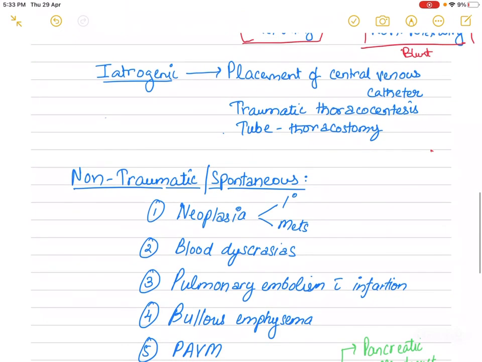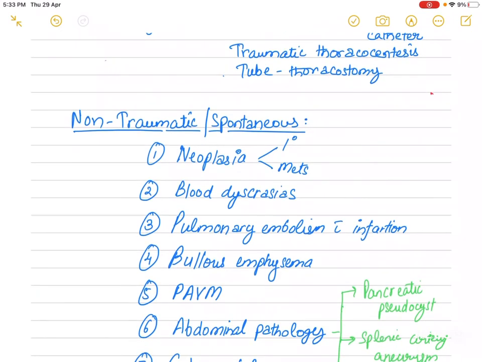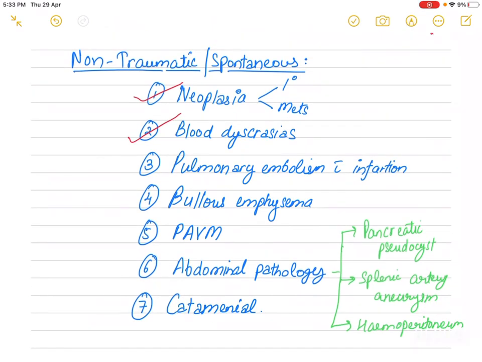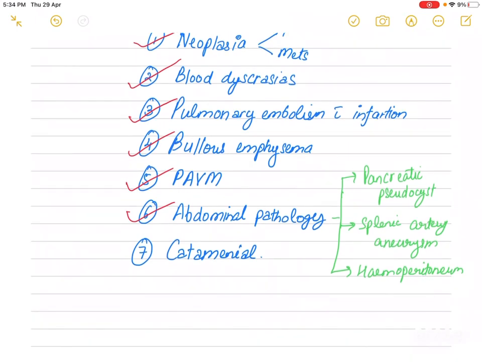Non-traumatic or spontaneous causes include neoplasia, which can be primary or it can be due to metastasis. It can be blood dyscrasia, which also includes if the patient is taking anticoagulation treatment, and pulmonary embolism with infarction, bullous emphysema, then pulmonary arteriovenous fistulae. Abdominal pathology can be there, such as pancreatic pseudocyst, splenic artery aneurysm, hemoperitoneum. Even aortic aneurysm is a cause of hemothorax.